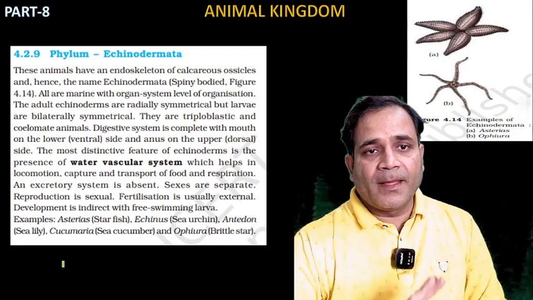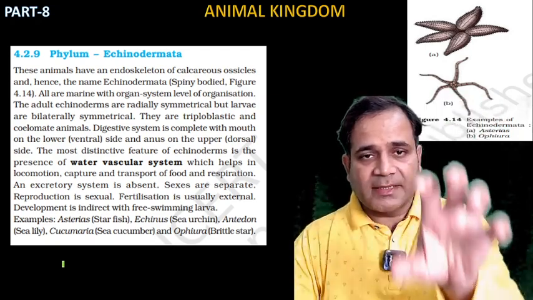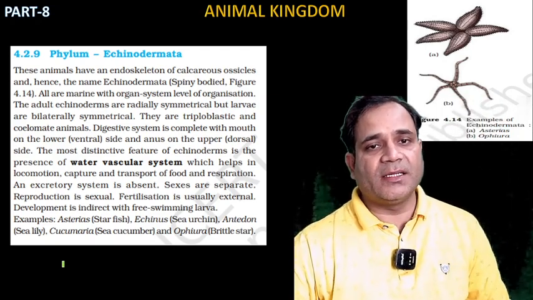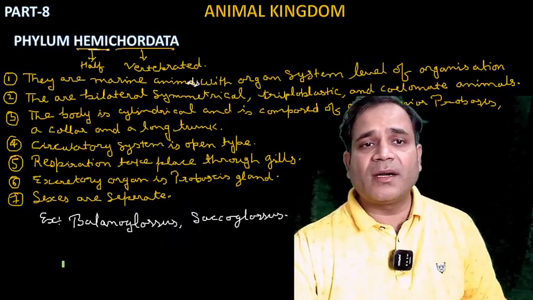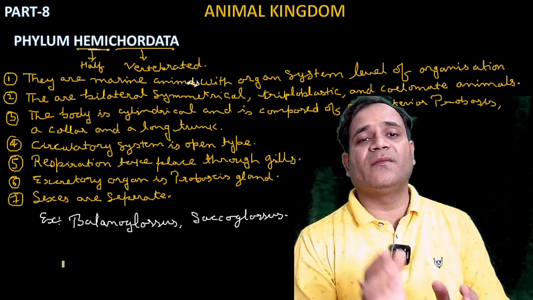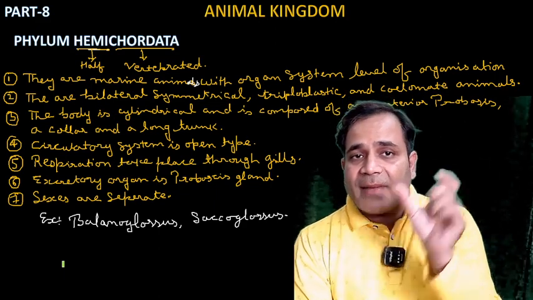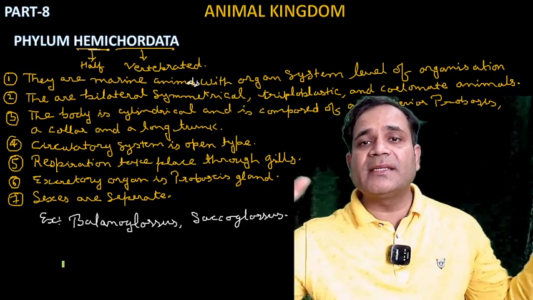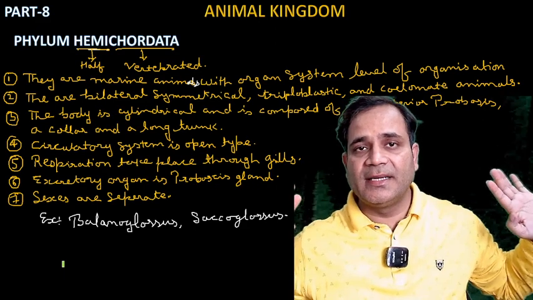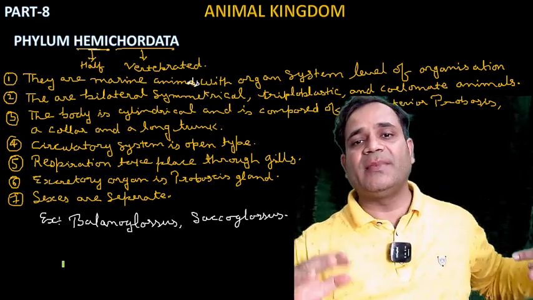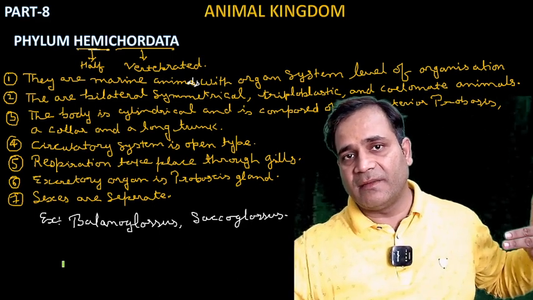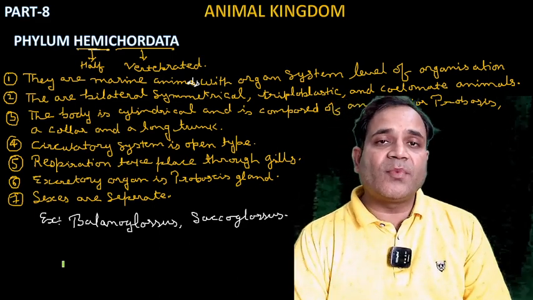This is what is written in your NCERT, so go through these lines. Now, phylum Hemichordata. Hemi means half, and chordata refers to the vertebral column. They are marine animals with organ system level of organization. Two things are clear here: one is habitat, and the second is level of organization.